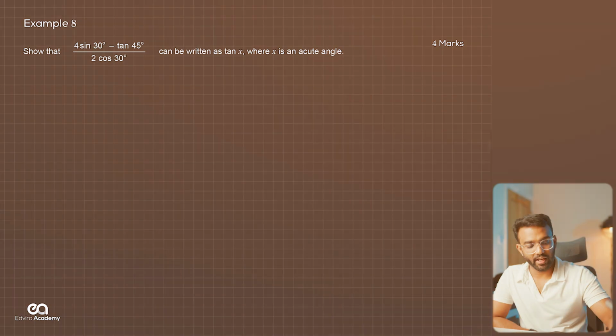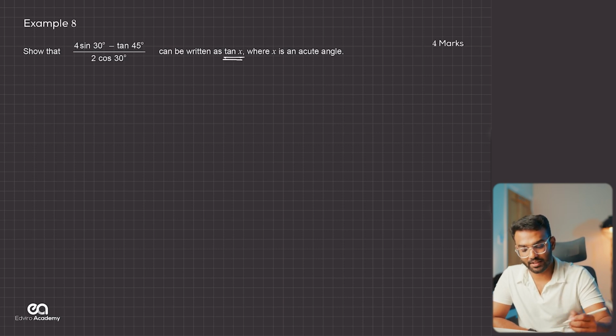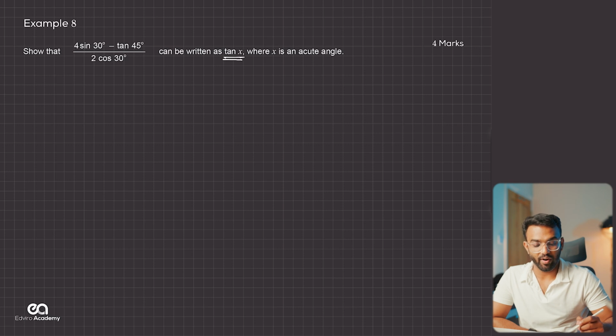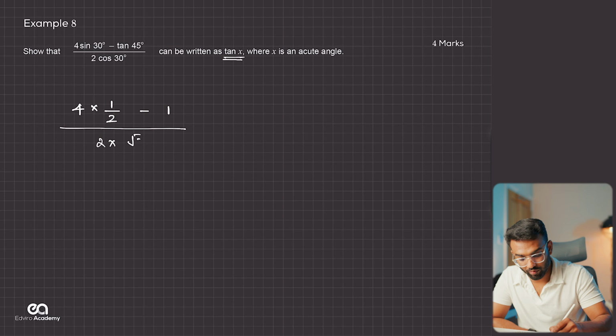Thanks for watching. So here, guys, this question is coming from exact trig values and can be written as tan x, where x is an acute angle. So what we're going to do is come up with values. 4 times sine 30 is just a half, minus tan 45 is 1, divided by 2 times cos 30 is root 3 by 2.